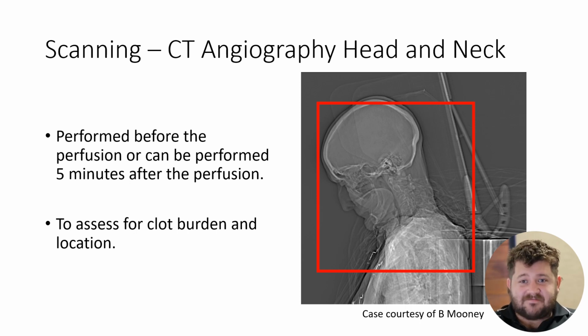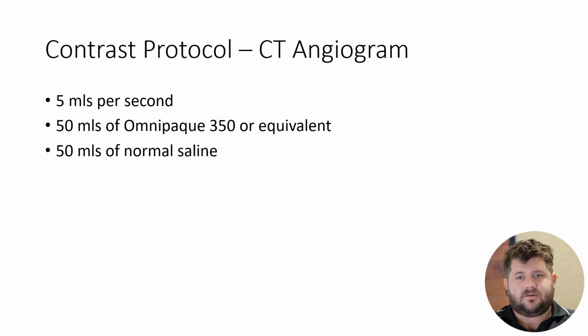So the scan can be performed after the perfusion as well. If we do this, we wait 5 minutes post-perfusion, and that's just so that the contrast has time to drain away, so we get less venous contamination in our brain. Our scan range will be from the aortic arch to above the vertex to incorporate all of the head and neck vessels. For our head and neck angiograms, we inject at 5 mils a second at least. We can go faster in bigger patients. And we're going to inject, again, at least 50 mils of Omnipaque 350 or similar, followed by a saline flush of 50 mils.